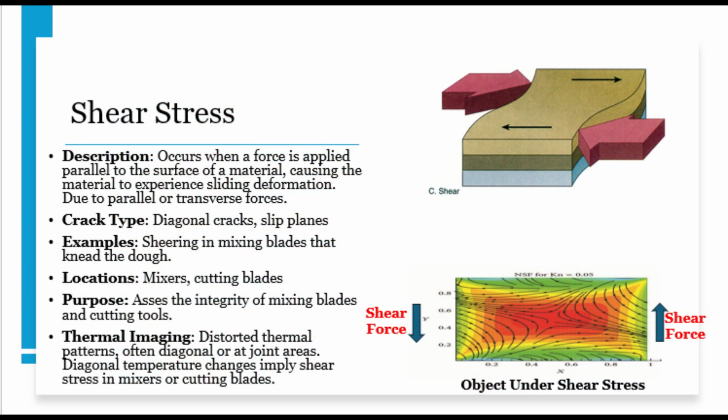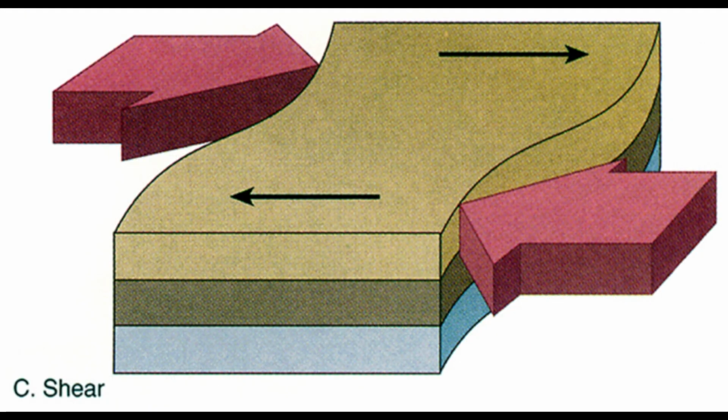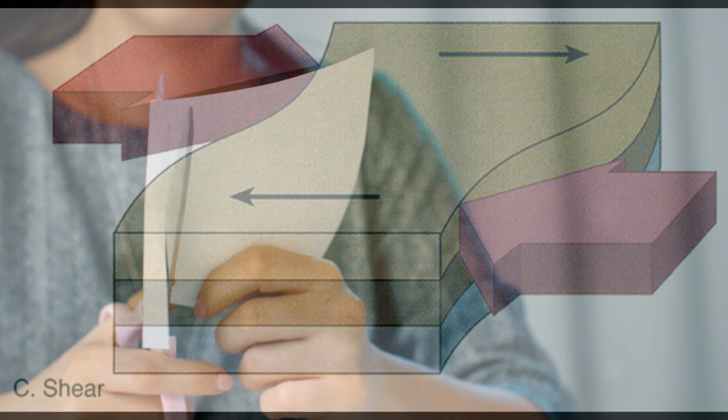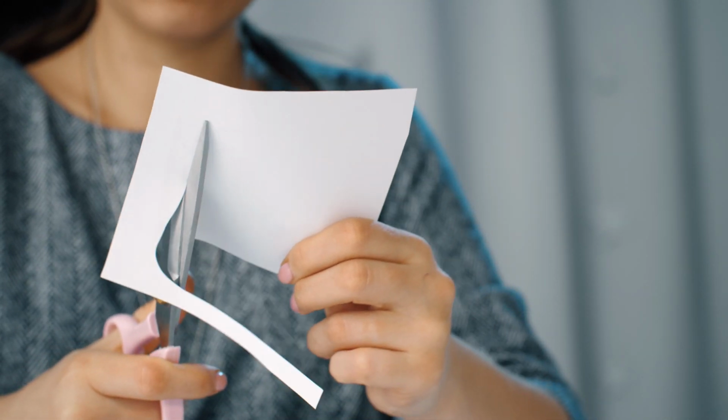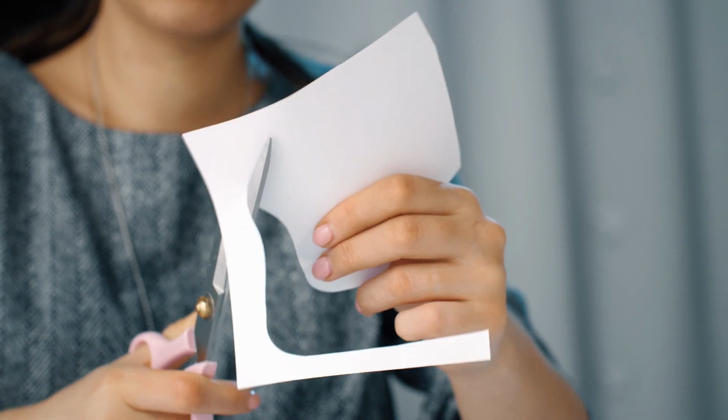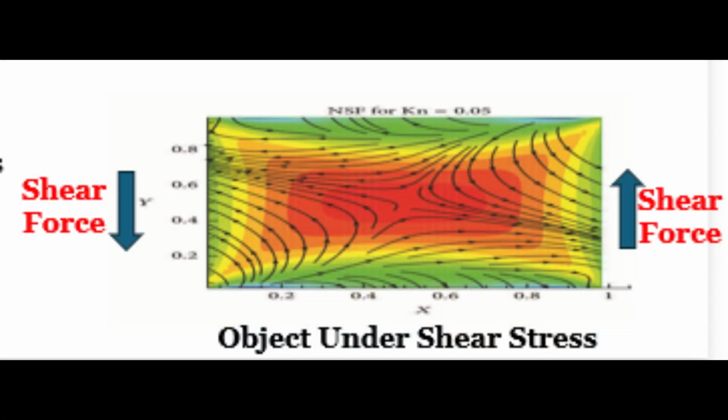Finally, we have shear stress, a force that makes parts of a material slide past each other in opposite directions. Imagine scissors cutting paper. The blades create shear stress on the paper, forcing it to shear and separate along the cutting line. Cracks created from shear stress will be diagonal and along the slip planes. Thermal image shows distorted thermal patterns, often diagonal or at joint areas.